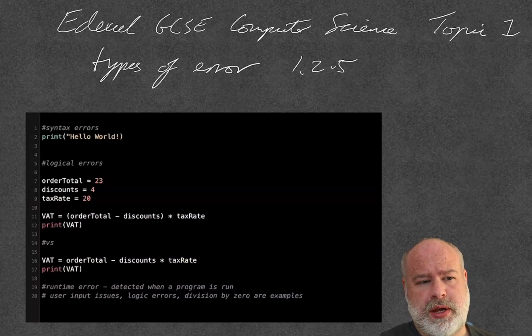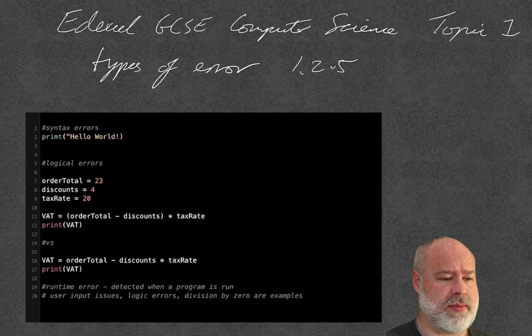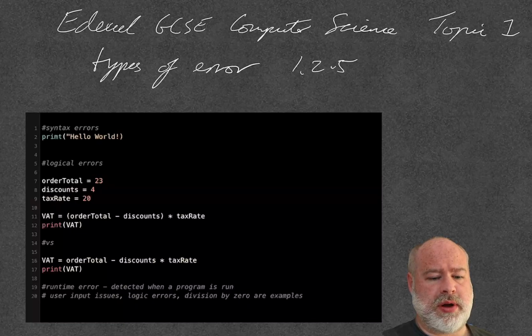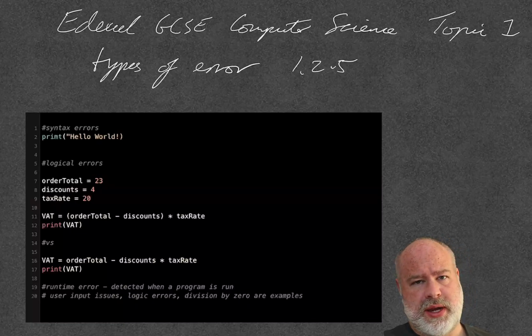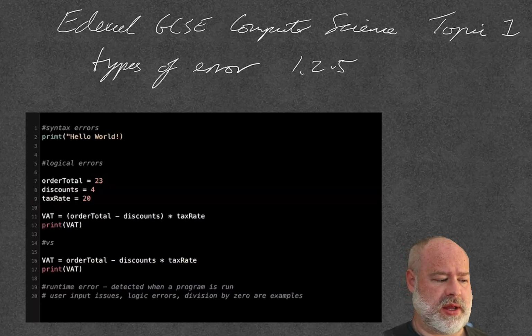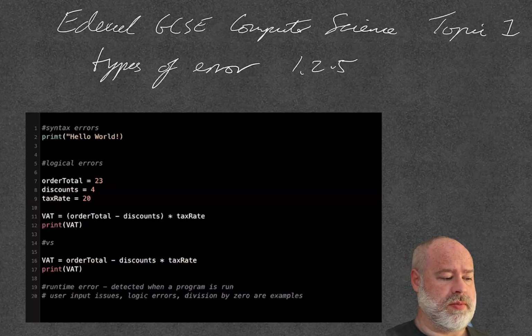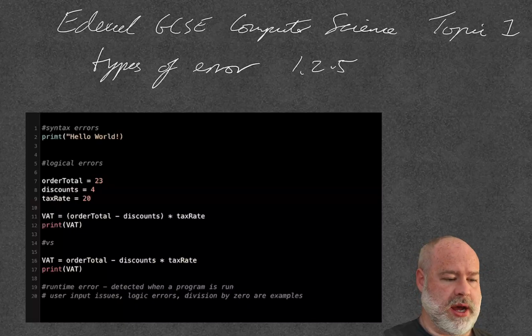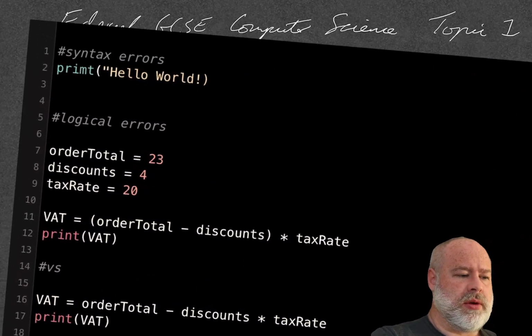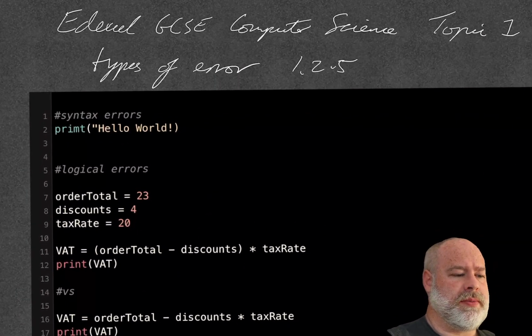We're going to be looking at topic 1 and types of error that can occur in programming. This will cover 1.2.5 in Edexcel GCSE Computer Science. There are lots of other types of errors in Python. However, these are the main ones that you might get asked in Edexcel. So let's keep this nice and simple today.